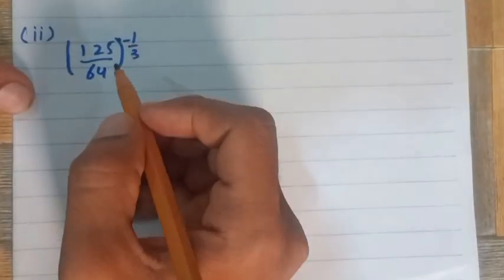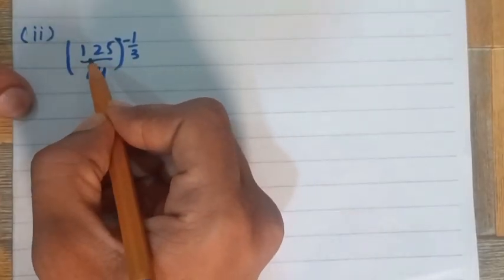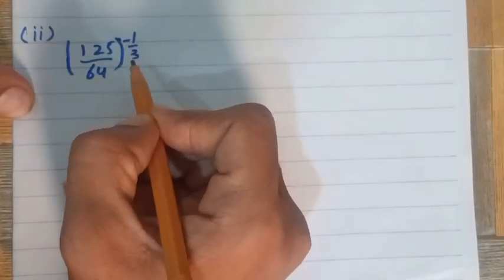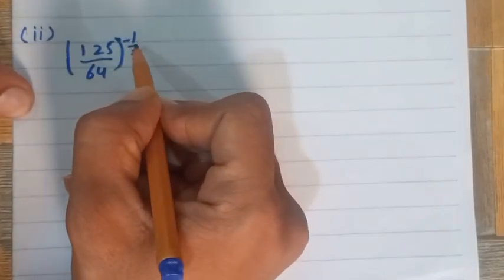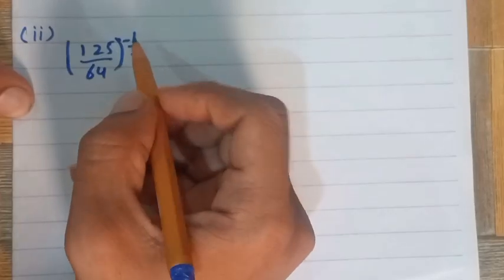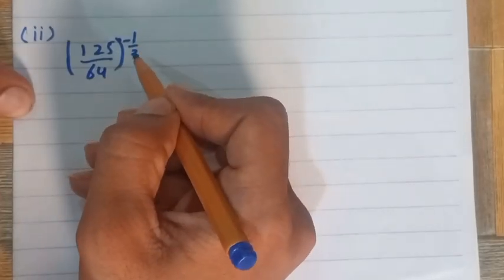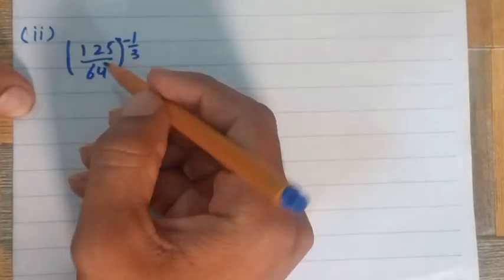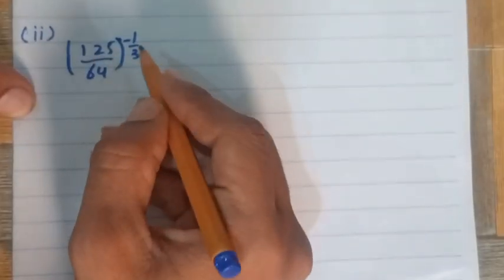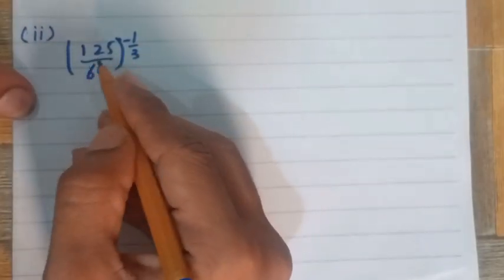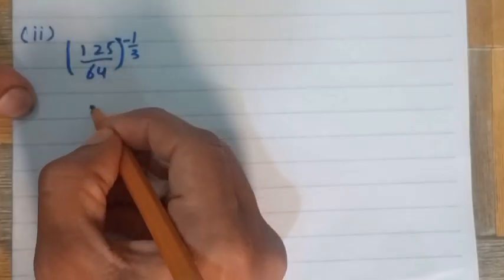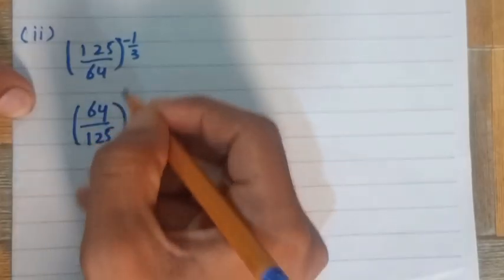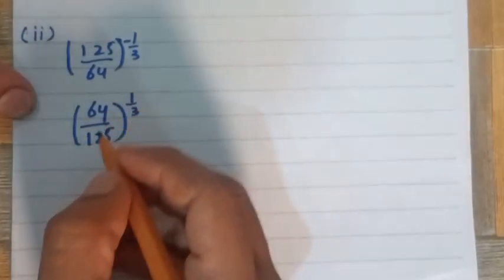So now let's come towards question number 2. Question number 2 is 125 over 64, bracket power minus 1 over 3. Here also the sign is negative. So first of all, I am supposed to change the sign into plus. For that, the term is a fraction, so I am supposed to reverse it. How do I take the reciprocal of the fraction? 64 over 125. So the sign is changed, power 1 over 3.